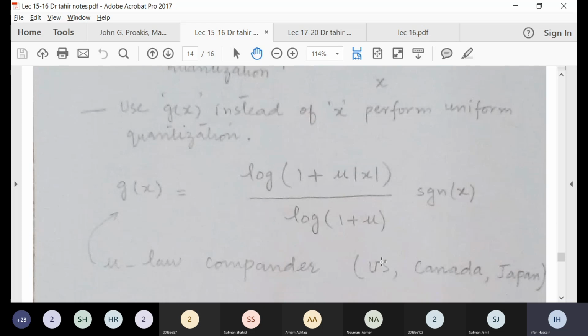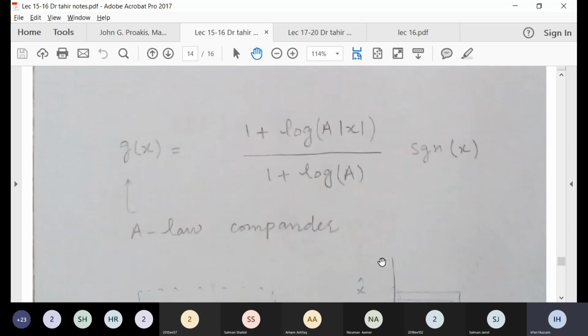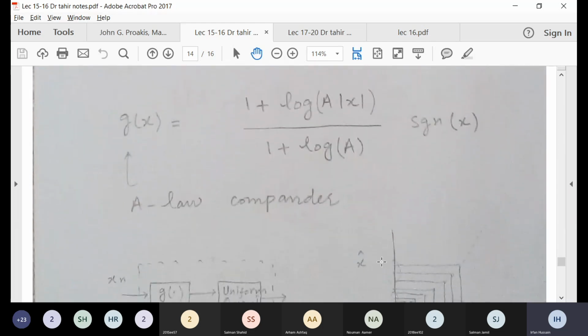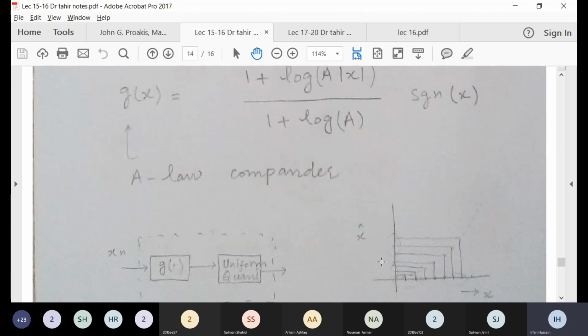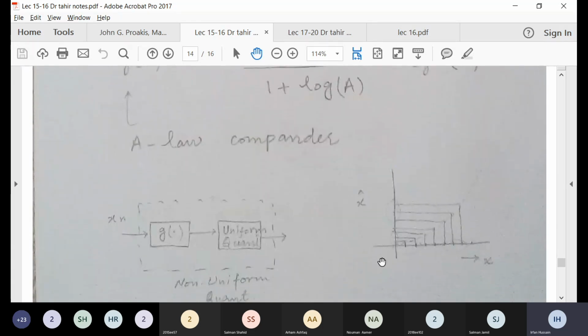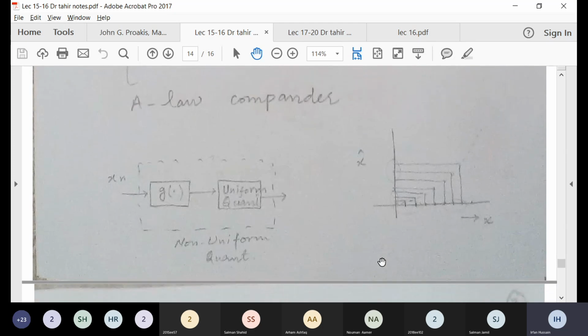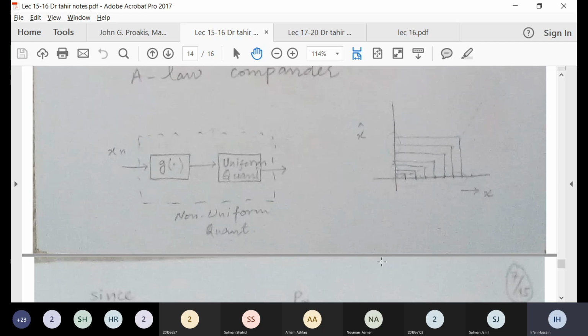This was a U-law compounder, this was an A-law compounder. Both are used for compression and expansion. So non-uniform means that you apply uniform quantization, but before it you apply compression through the compounder, and then expansion at the end, so you will get back your original signal.